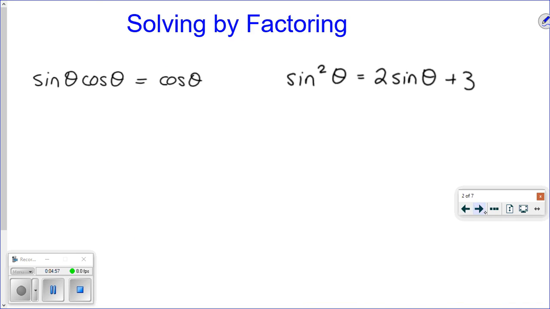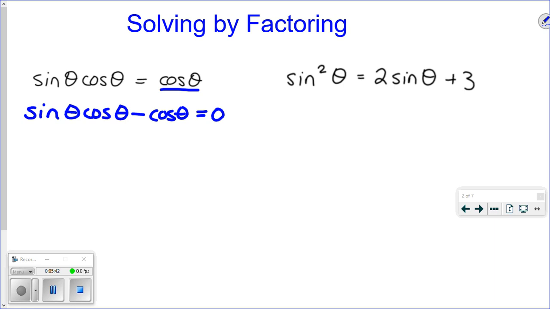All right, the next thing I want to show you is that you can often solve trig equations by factoring. So anytime we're trying to solve an equation by factoring, we always want to set the equation equal to 0 first. So that's exactly what you would do to start both of these equations. But let's look at the first example. We have sine of theta times cosine of theta equals cosine of theta. So I'm just going to subtract this cosine of theta and move it to the left side. So I'll have sine of theta times cosine of theta minus cosine of theta equals 0.